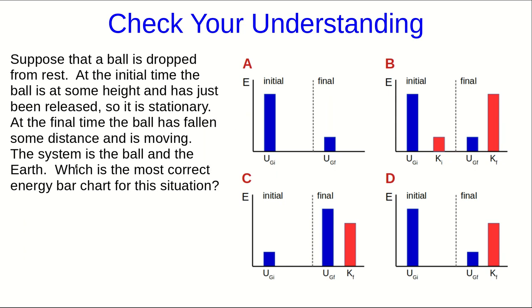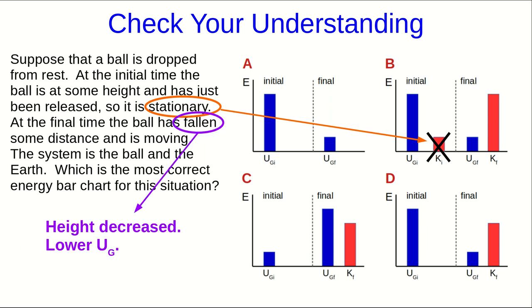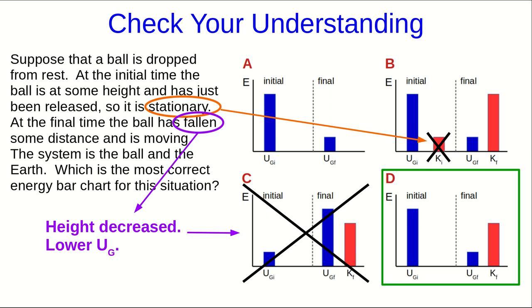Well, how did you do with this question that I asked at the end of the last part of the video? We know that the ball started from rest, and a stationary object by definition has no kinetic energy, so the initial kinetic energy has to be 0. Also, we know that the ball has gone down, and things have more gravitational potential energy when they're higher up, and so the gravitational potential energy must have decreased. In C, we're showing it having increased, which it can't have done. So the answer is D.